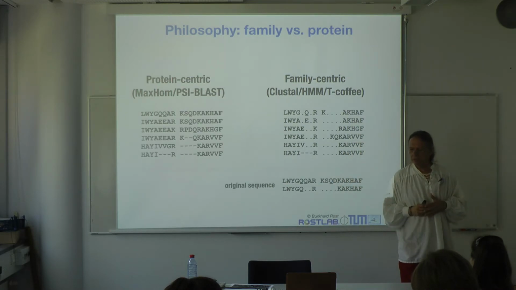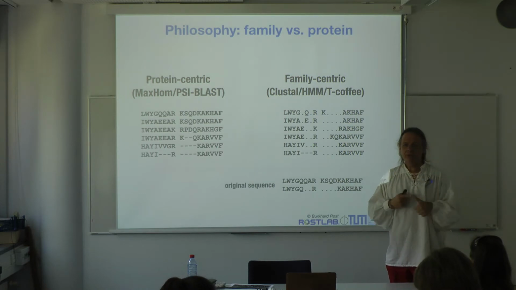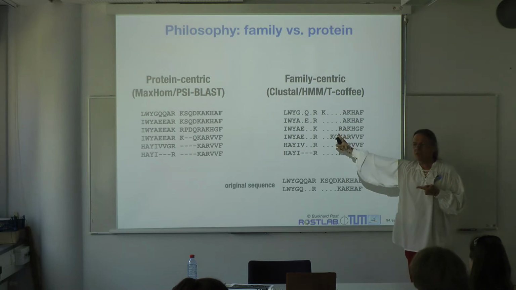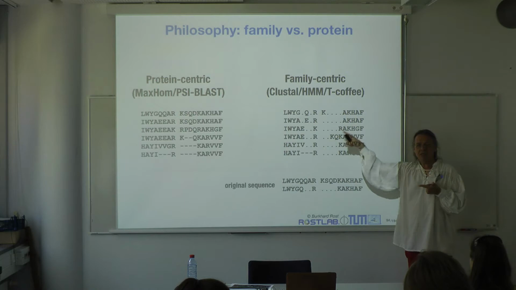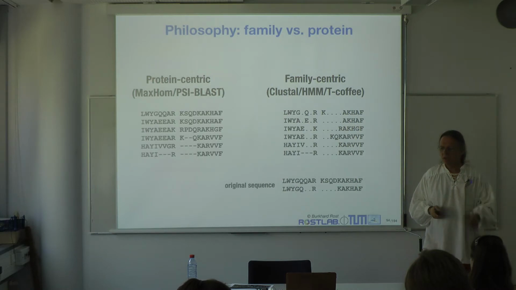It's just important to remember that, because whenever you do something for one particular protein, you want to predict its structure, you want to predict its function. This is not what you want. You're not predicting the function for a family. You're predicting the function for a protein. So you want an alignment method that somehow reflects the protein-centric view.